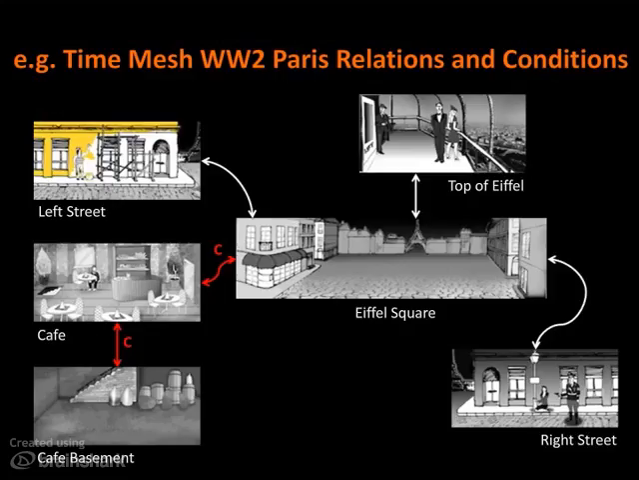For example, here you can see the conditions between game backgrounds in the Time Mesh history game World War II Paris scene. For example, the player can't enter the cafe if she has not talked with non-player characters on the right street. Or for example, the player can't enter the basement if she has not collected the clue from the top of the Eiffel Tower.